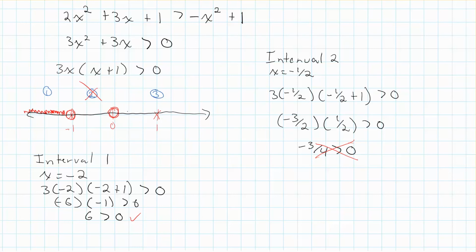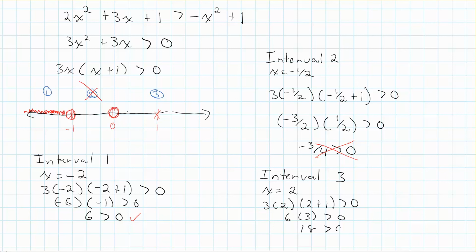Now we need to test interval 3. Now I can't use 1 because 1's not allowed as a value. But I could go ahead and test, for instance, x equals 2. If we test that one, we'd have 3 times 2 times 2 plus 1 being greater than 0. So you'd have 6 times 3 being greater than 0. 18 is greater than 0. And of course that's true. So we get to include everything greater than 0. But then as I start shading in, I hit what I can't be, which is 1. And then I continue shading up here.